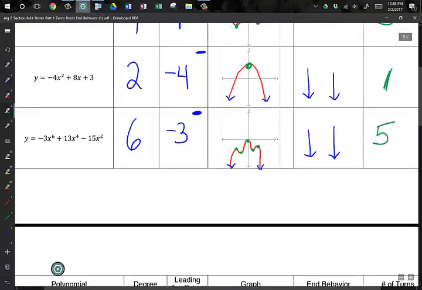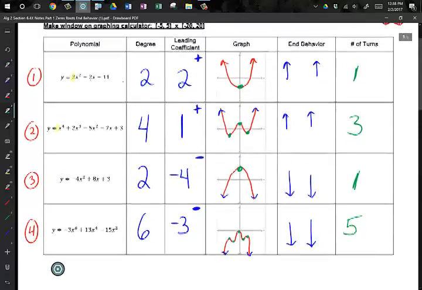5 turns. Okay. Sign out at the front office.